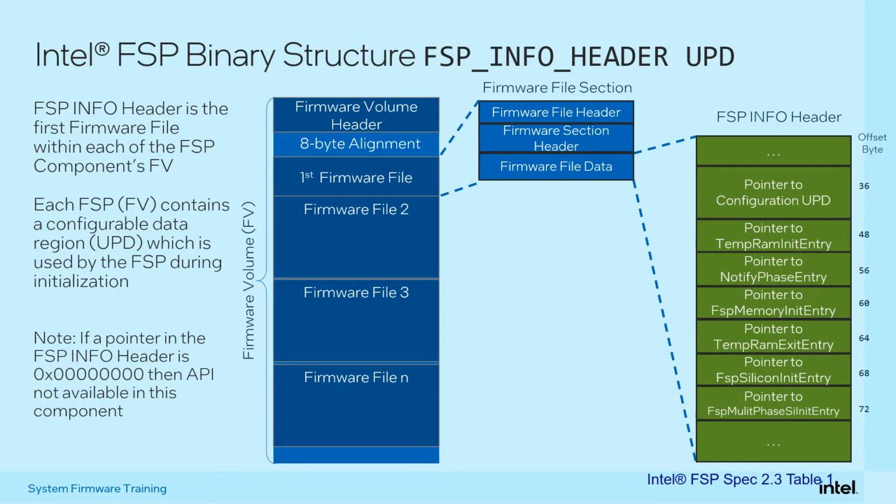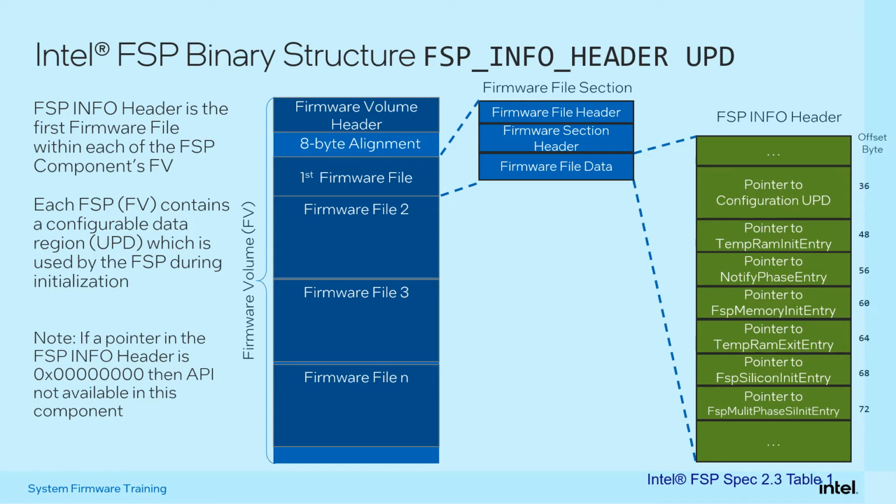This slide is a review from the Intel FSP overview but now is focusing on the configuration data. The diagram on the left shows a pseudo layout of one of the FSP firmware volumes with a firmware volume header and then divided up into different sections showing multiple modules or files. The first file within a FSP firmware volume, shown in the middlemost diagram, must be the FSP info header file. Shown on the right is the FSP info header.